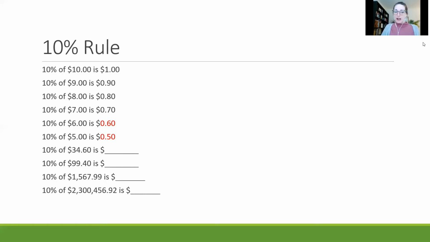So now what if we have $34.60? It's still the same process, even though it may be a more complex number. We're just going to move that decimal place over, and we get $3.46. Same thing if we have 10% of $99.40, it's just $9.94. Now here's where it gets a little bit more tricky.